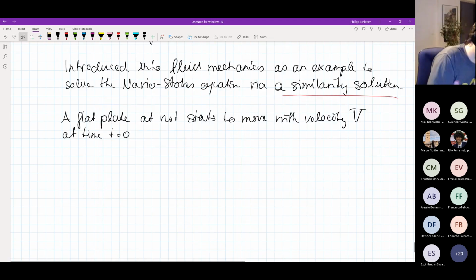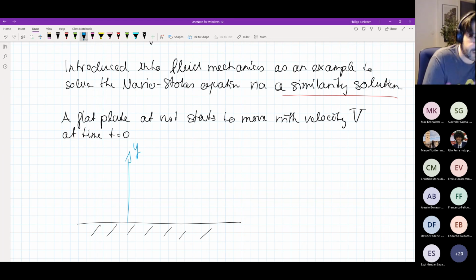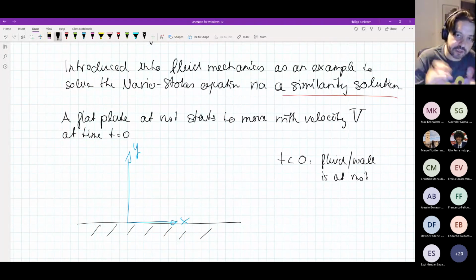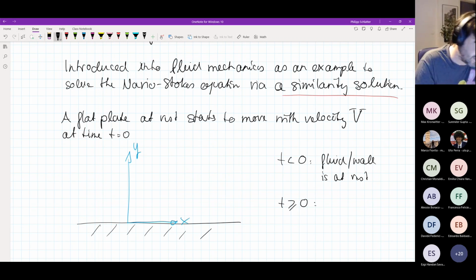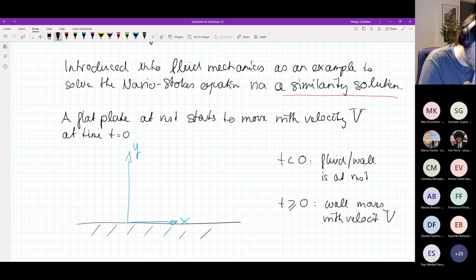And if I'm just illustrating that, we have a flat plate like this. Obviously we have a coordinate system. We can say that this is the vertical direction, and we have an x direction. Before, for time t lower than 0, the fluid and the wall are at rest. So nothing moves, everything is just steady. But then for time larger or equal to 0, the wall moves with velocity capital V. And of course, in the way that I introduced the coordinate system here, that would mean that it moves in the positive x direction with the velocity capital V at time being 0.